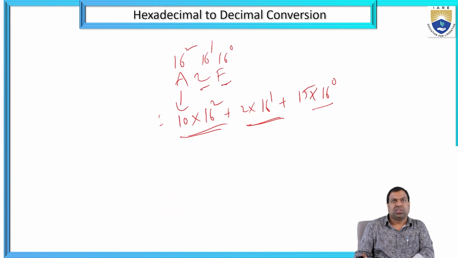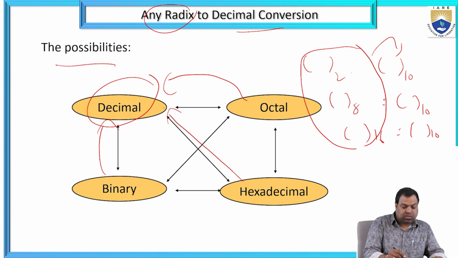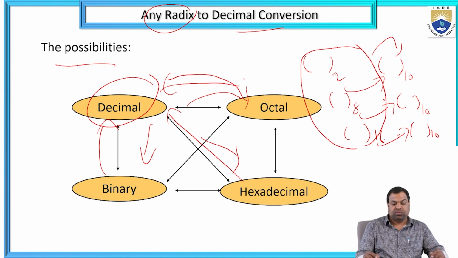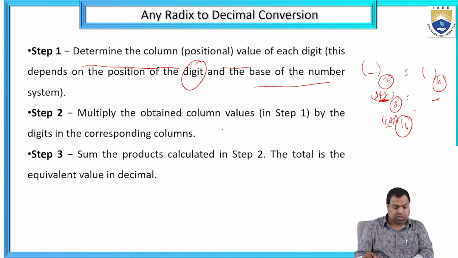So these are the references. Today we discussed any radix to decimal conversion. Previously we discussed decimal to binary, decimal to octal, decimal to hexa. Now any radix to decimal. Any radix means maybe binary to decimal, octal to decimal, hexa to decimal. So there are 3 types of possibilities.